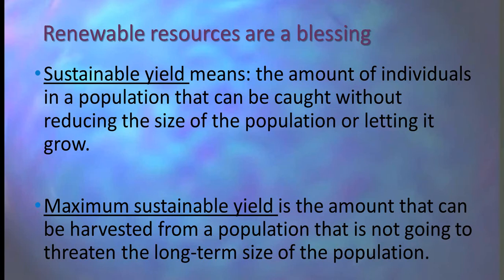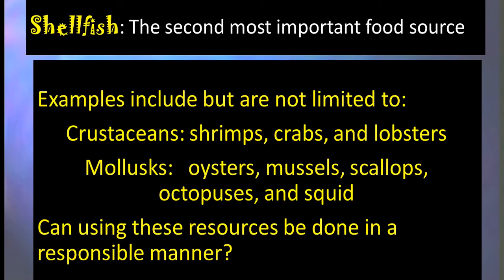Okay, our sustainable yield is the amount of individuals in a population that can be caught without reducing the size of the population, or letting it grow, so kind of keeping it even. And the maximum sustainable yield is the amount that can be harvested that's not going to threaten the long-term size of the population. Okay, so we can still get them. We might deplete it somewhat, but it won't decimate them completely. All right, so you're going to write these things down. If you need a little more time, you can pause the video here.